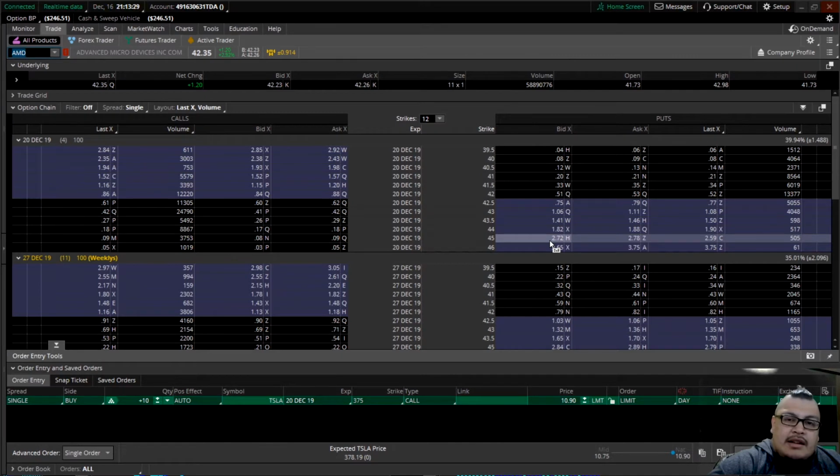Like I said, implied volatility does not forecast direction. It forecasts the size of the move that may come on the underlying ticker. So you could factor it into your trading just as a nice to know.